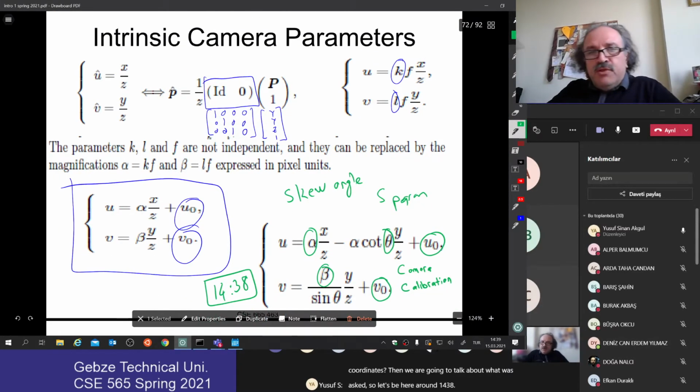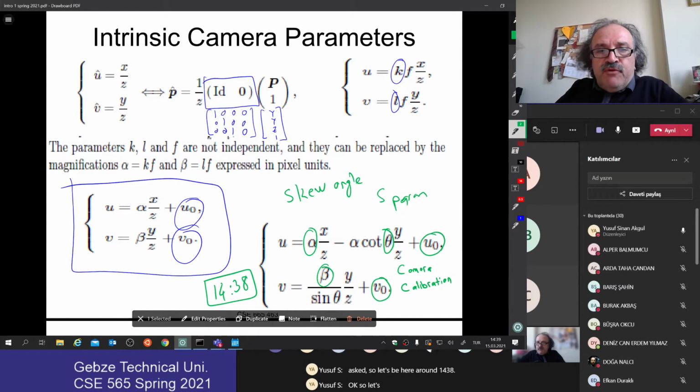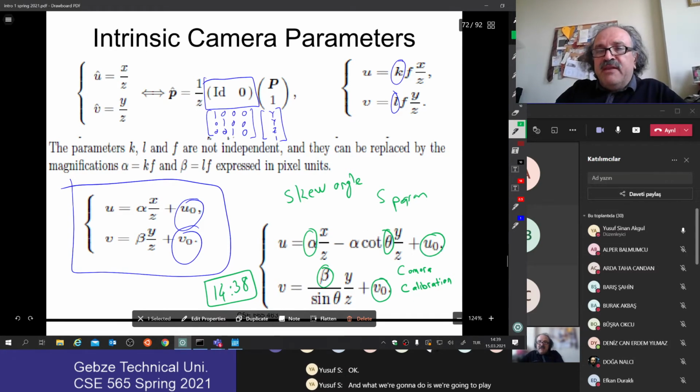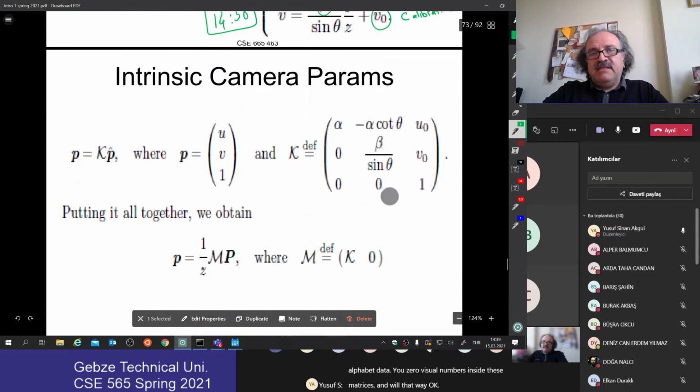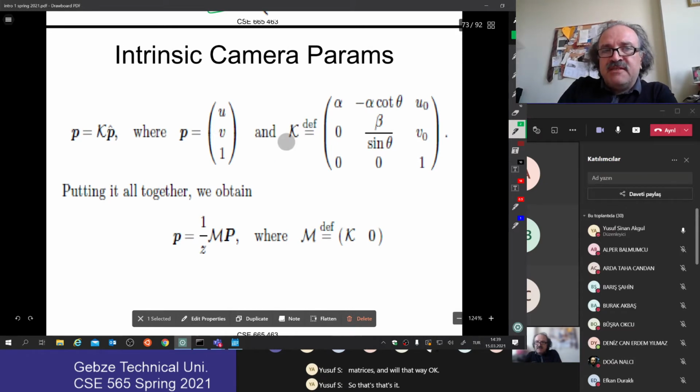Okay, so let's continue from this point. We said that we have 5 parameters now. We need to estimate them, but before going on further, let's try to express these using a linear matrix operation like that one. What we're going to do is place all these alpha, beta, theta, u0, v0 numbers inside these matrices, and we'll do it that way.